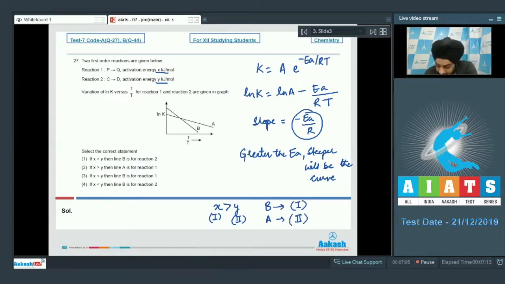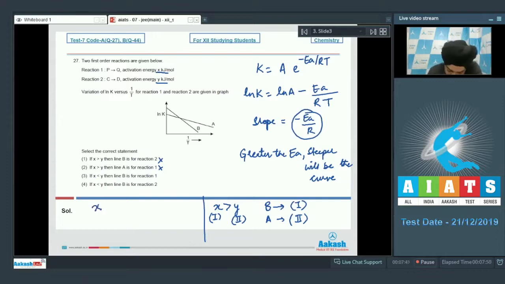If you look at the options, students, option 1 says if X is more than Y, then B is for reaction 2. This is not correct, students. B is for reaction 1. If you talk about the second option now, it says that if X is more than Y, then line A is for reaction 1. This is also not correct, students. Line A is for reaction 2. Now let us look at the next condition where X is less than Y for option 3 and 4.